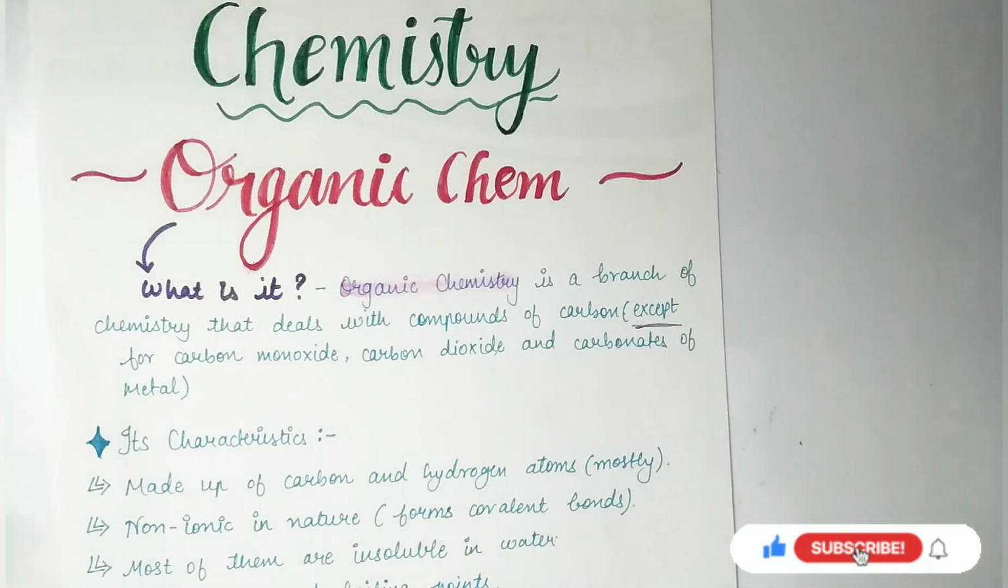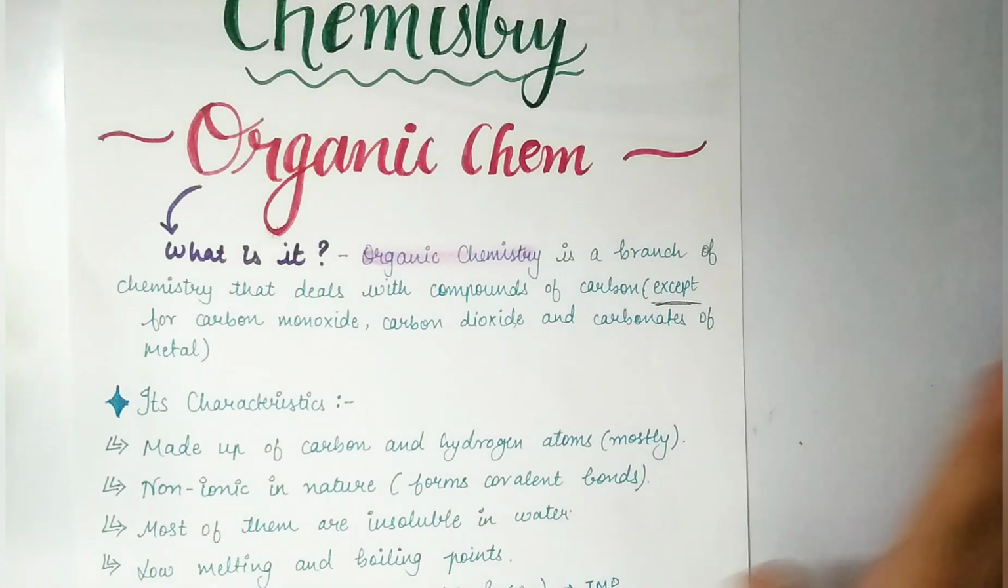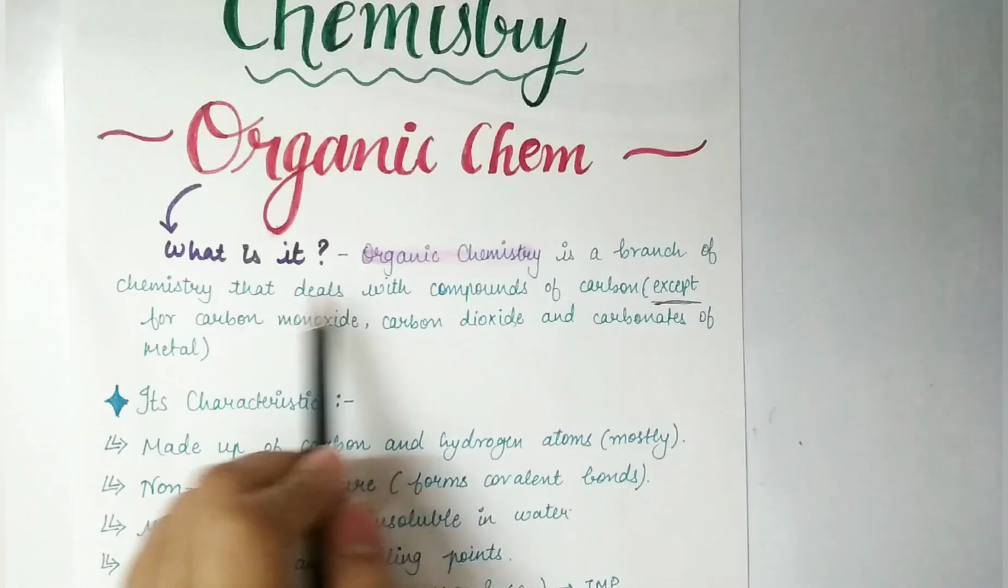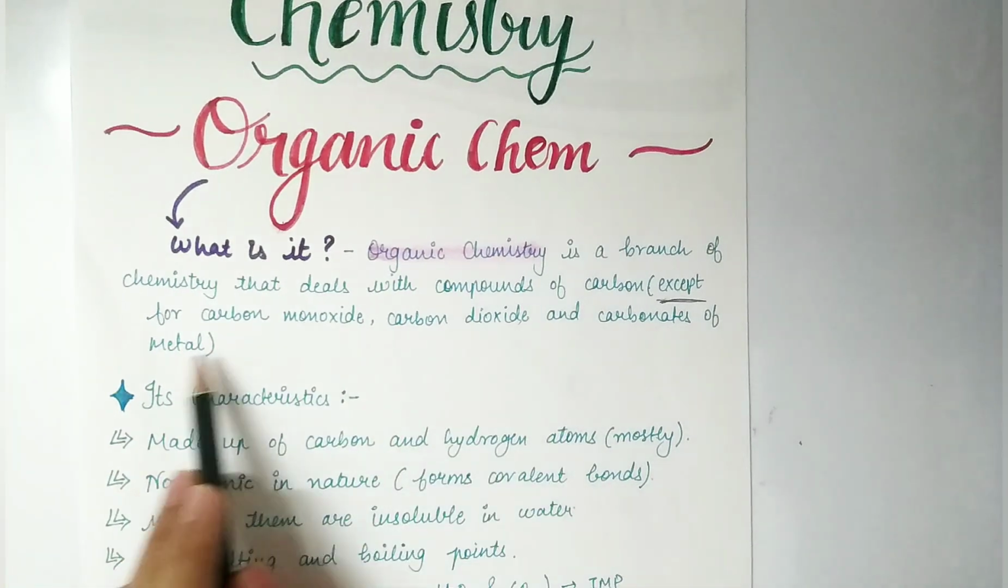So let's start. Before starting organic chemistry, I just want to make clear that you should know the definition of the chapter that you're reading. So let's start from the very basic: what is organic chemistry? Organic chemistry is a branch of chemistry that deals with the compounds of carbon, except for carbon monoxide, carbon dioxide and carbonates of metal.